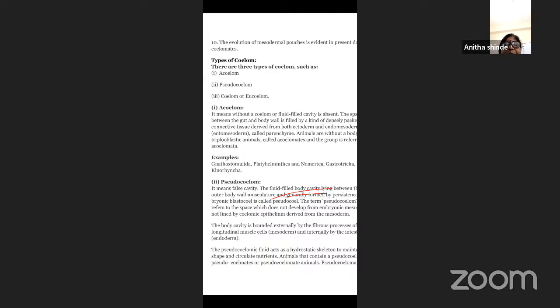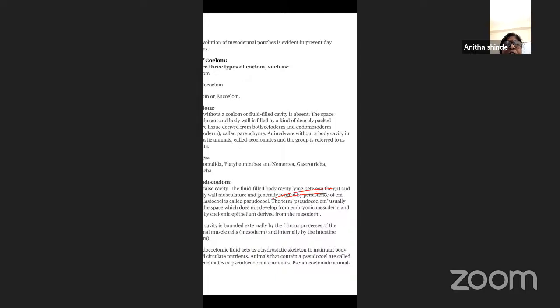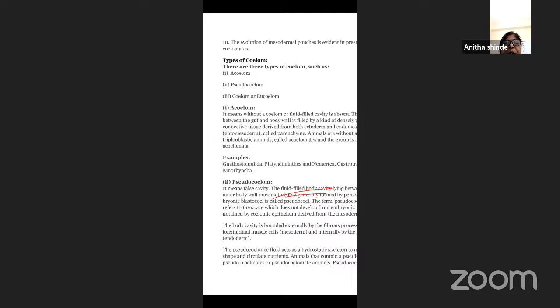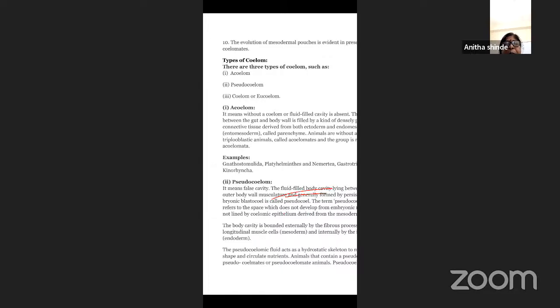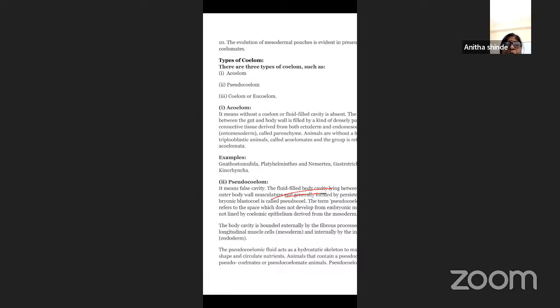So the coelom that is being formed here is not developed from the embryonic mesoderm, and it is not lined by the coelomic epithelium, which is derived from the mesoderm. It is bounded externally by the fibrous process of the longitudinal muscle cells and internally by the endodermal cells. The pseudocoel is filled by a fluid which we call pseudocoelomic fluid.